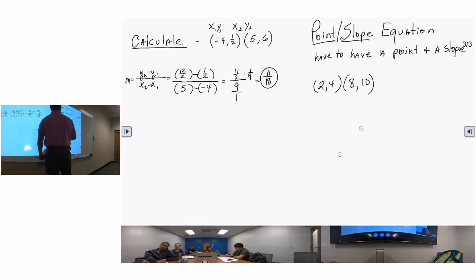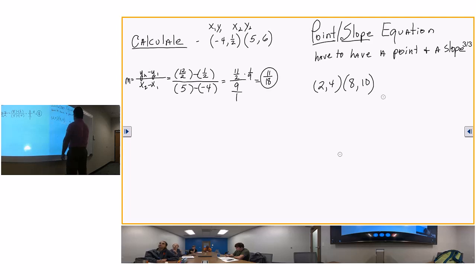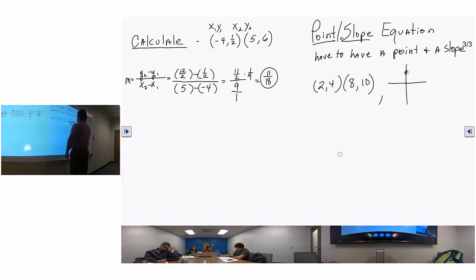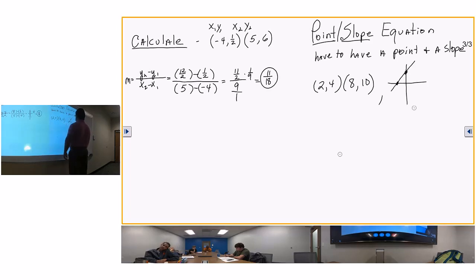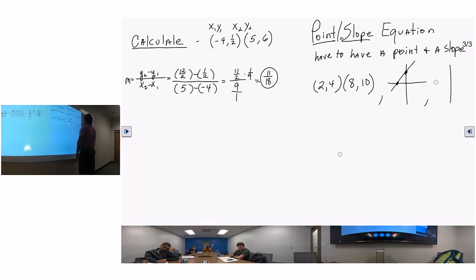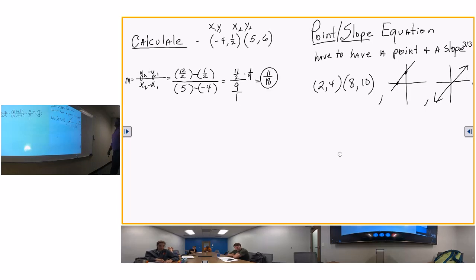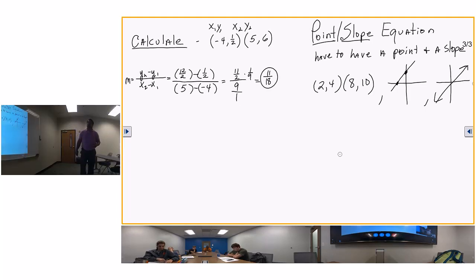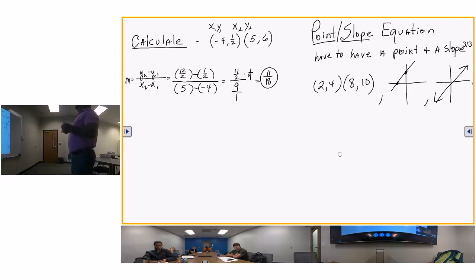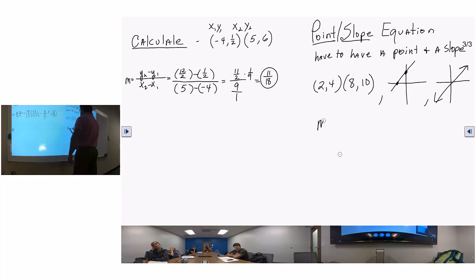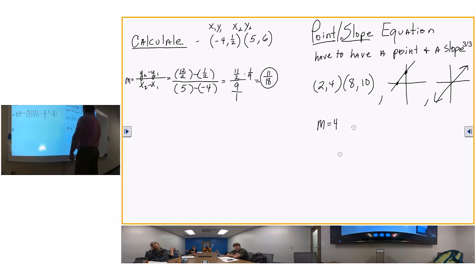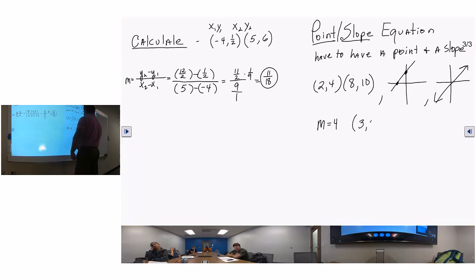Or I can give you 2 points like this. Or I can give you 2 points and you find them. So it's basically the same concept. It's all what you're given. Or I can give you one more. I can say M is equal to 4 and this point is equal to 3, 0.